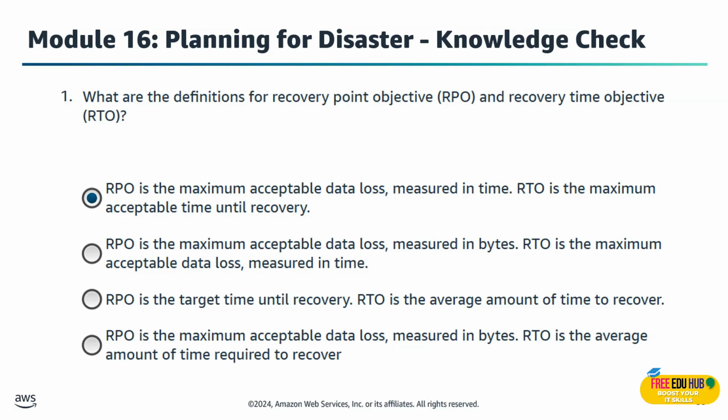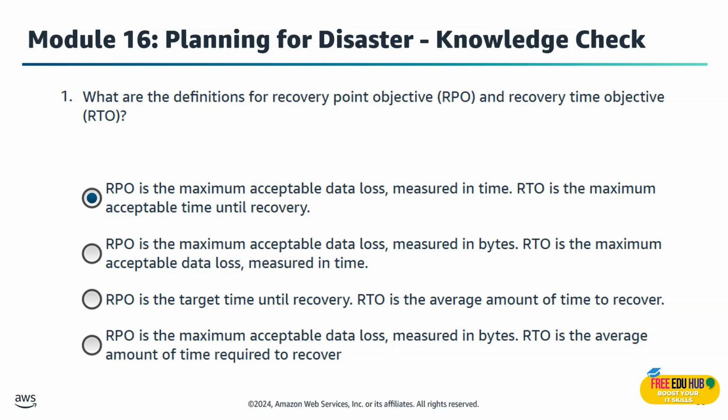The best answer for this one is that RPO is the maximum acceptable data loss measured in time, and RTO is the maximum acceptable time until recovery. Think of RPO as how far back in time we can afford to lose the data, and RTO as how long we can be down before it hurts the business. One is timestamp tolerance and the other is the clock duration of it.